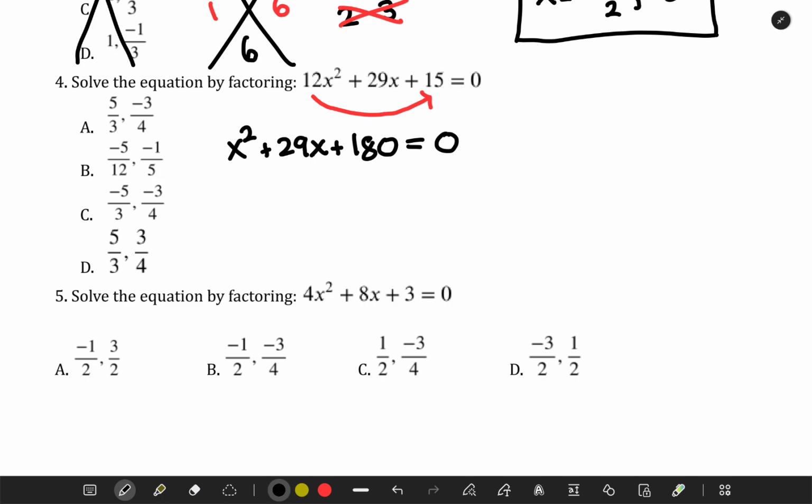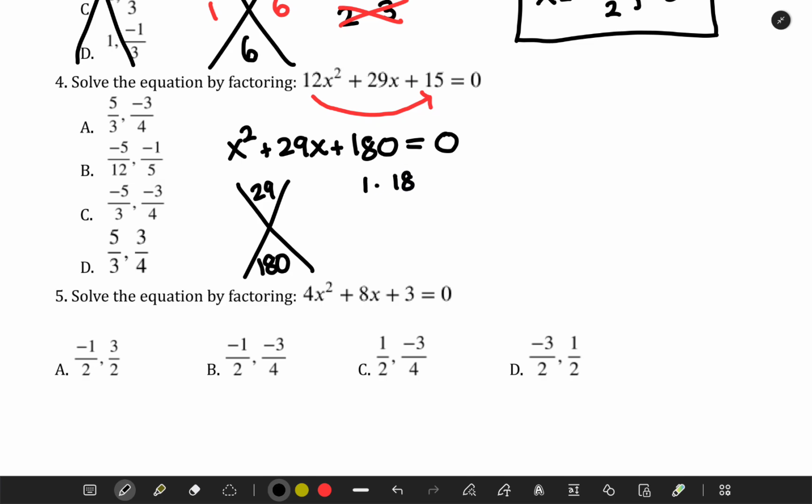When we do that, all we need to do is just set up the x method again. So we're just going to set up the x and just say 29 on top, 180 on bottom, and figure out different ways to get 180. 180 is a big number, and so we're just going to go through this one by one. So let's go through them.